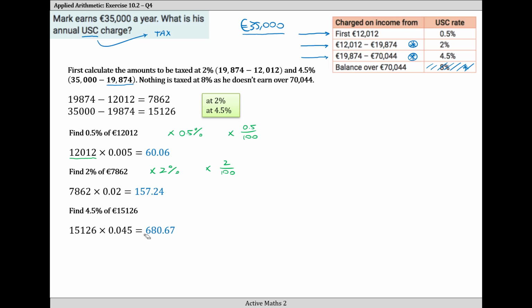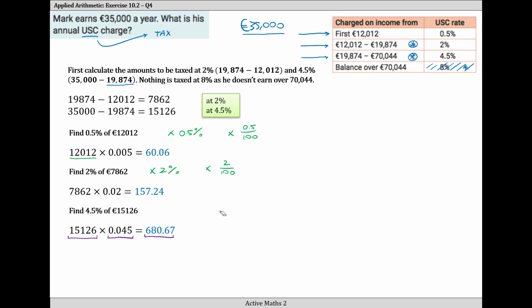And this makes up the majority of the USC payment because it's the biggest portion of the wages to be taxed, first of all, and it's the highest of the tax rates. And so the idea behind that is that the people who can afford to pay more and earn higher wages, they pay more in tax.